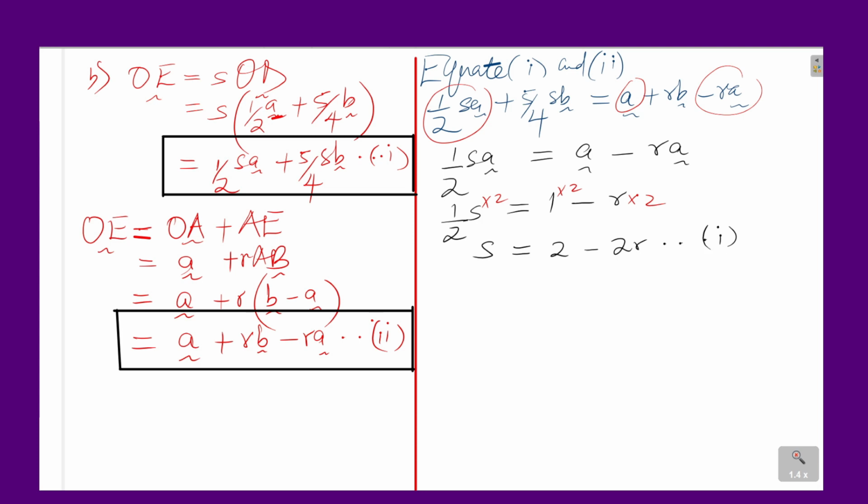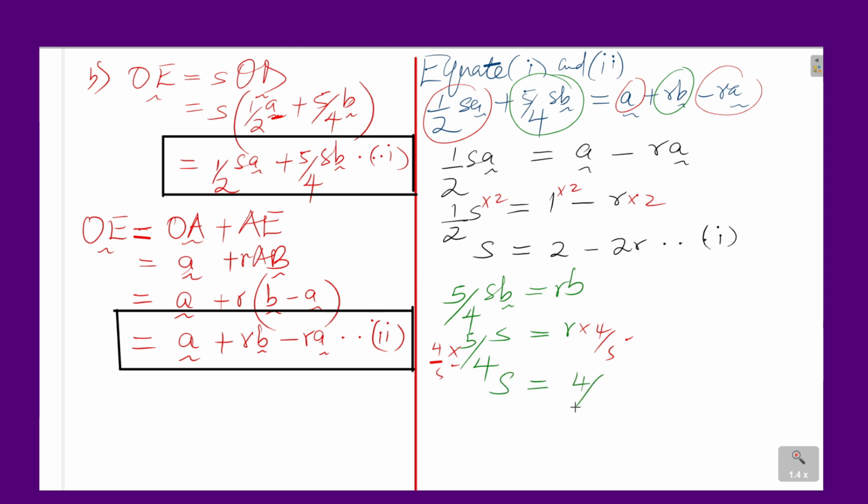Then now identify the terms that have vector B. Vector B is there and vector B is there. So you have 5 over 4 SB is equal to, on the right hand side, RB. That is the terms with vector B. Divide every term on both sides by vector B. You have 5 over 4 S is equal to R, like that. Then you can make S the subject. Just to simplify this, you can multiply both sides by the reciprocal of 5 over 4, which is 4 over 5. This side by 4 over 5, and this will simplify to S being given by 4 over 5 R, like that.